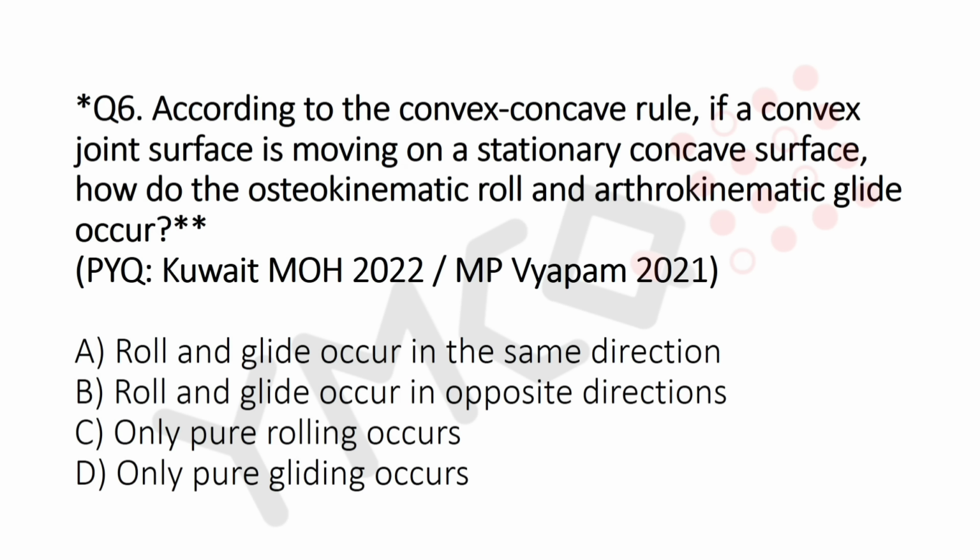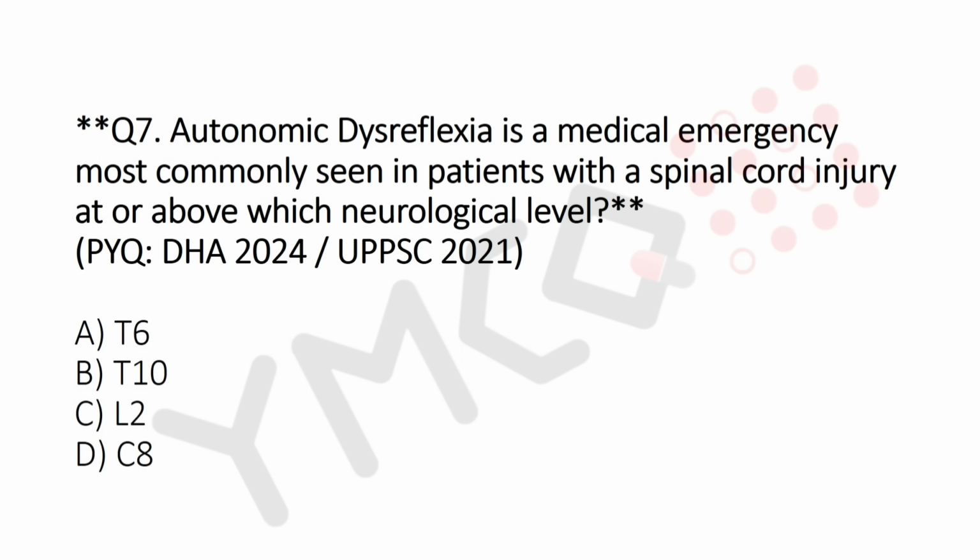And the answer is option B, the roll and the glide occur in the opposite direction. When convex moves on a concave, the bone rolls one way but the joint surface glides the opposite way to stay in the socket, like the humerus in the glenoid. Now let's move to question number 7.